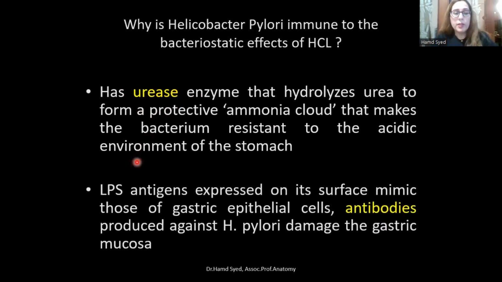The lipopolysaccharide antigens expressed on the surface of this bacterium, H. pylori, also remember they mimic, or you could say they resemble those of the gastric epithelial cells. So the antibodies which are produced against H. pylori, they also damage the gastric mucosa. So this is an additional factor which causes the gastritis and eventually leads to the formation of the gastric ulcer.